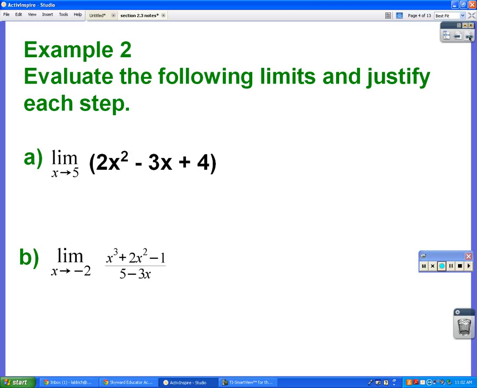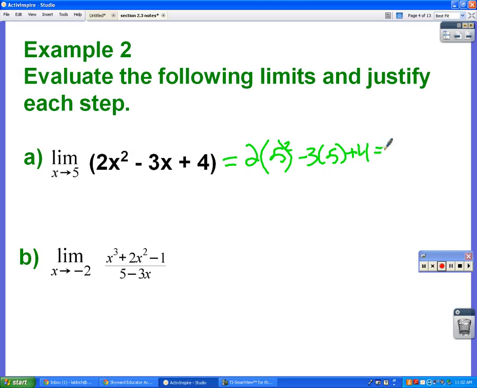If you want to figure out the limit as x approaches 5 of all this junk right here, what you really need to do is go 2 times 5 squared minus 3 times 5 plus 4. Right? But that only works sometimes. But you need to just make sure you understand that as x approaches a number, the limit you're finding is the y value of that function. And the way you find the y value of a function is you substitute in the value for x.